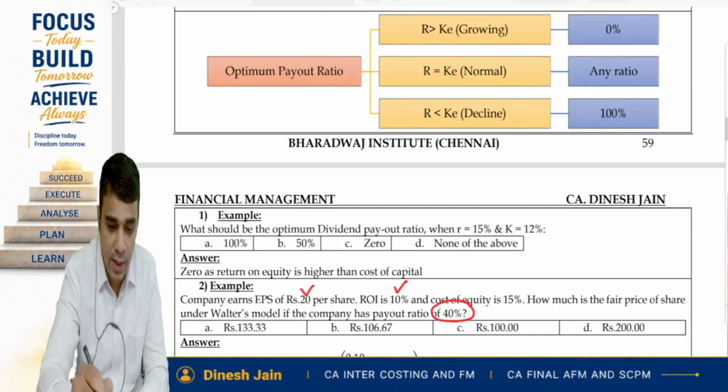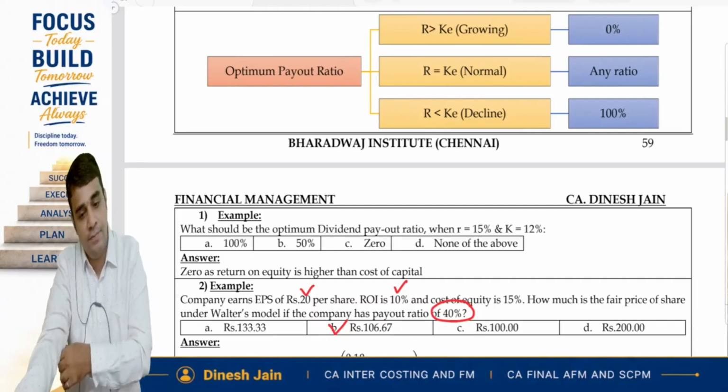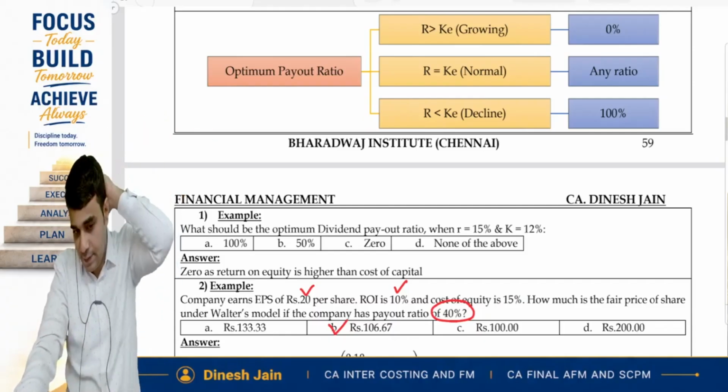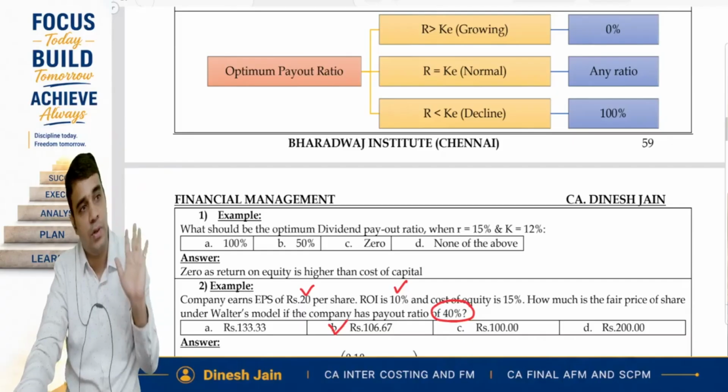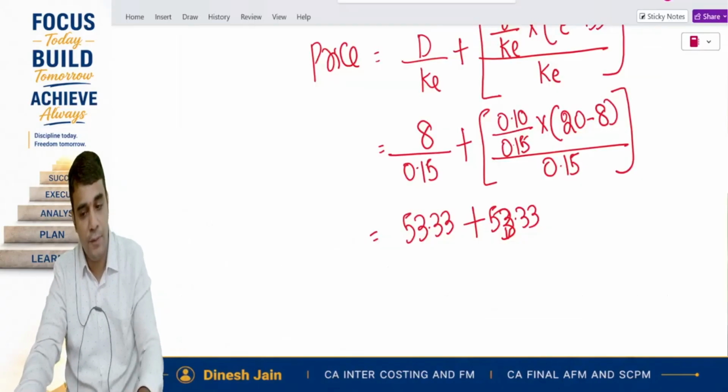Put together how much? 106.67. Any doubts first on the model? Okay. 53.33 plus 53.33 is 106.67. Can we proceed?